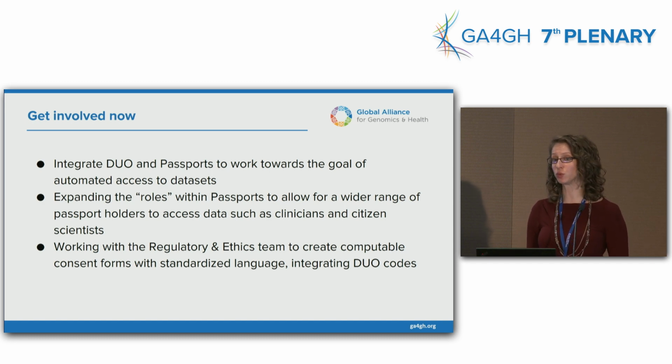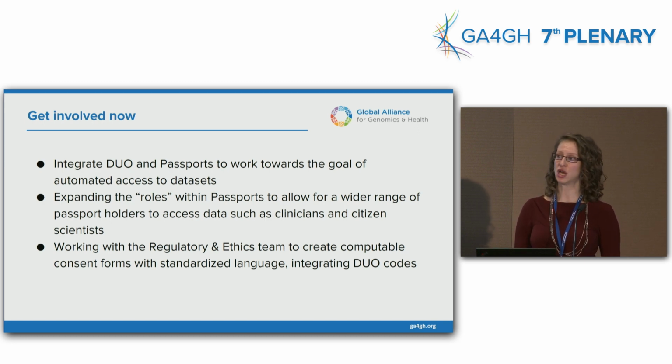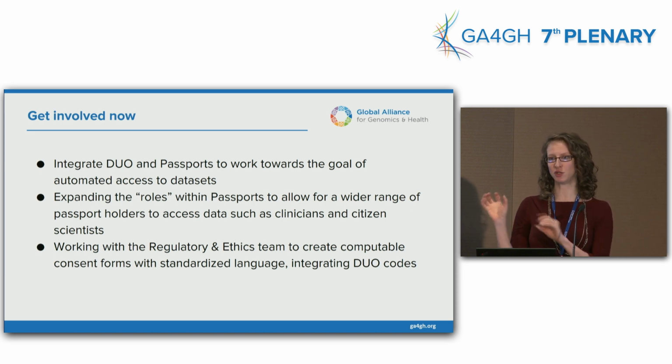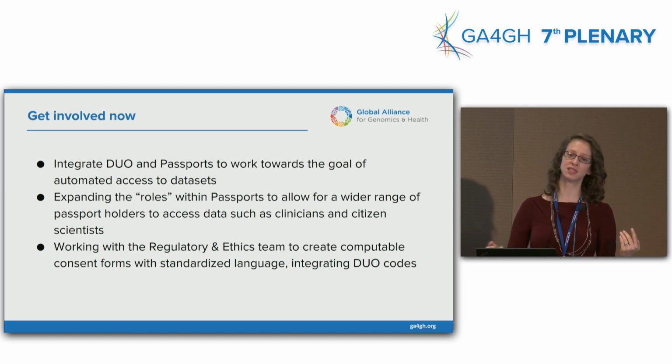We also want to expand the roles that are included within passports. Right now, we are using very academic-style roles because there's clear definitions for those. And we want to expand that out to include clinicians and even citizen scientists. We're also working with the regulatory and ethics team on a really interesting project where we want to take DUO codes and turn them into consent forms. So you can match the DUO codes to specific pre-written data use restrictions. So it allows for easily interpretable data use restrictions in the consent forms and can further speed up the data access process.